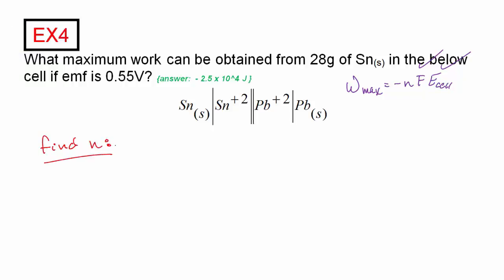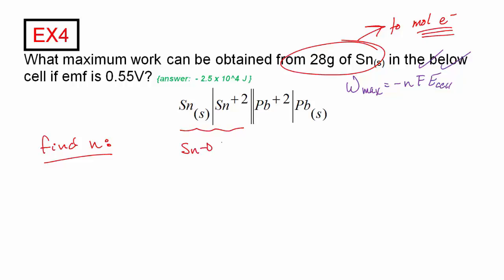How we did it is we converted 28 grams of tin to moles of electrons. And how do you do that? You need a half reaction, right? So according to this, we have tin going to tin plus 2. But how do you finish that half reaction? Electrons added to the most positive side. Need 2 of them. So there's our mole bridge, 1 to 2.